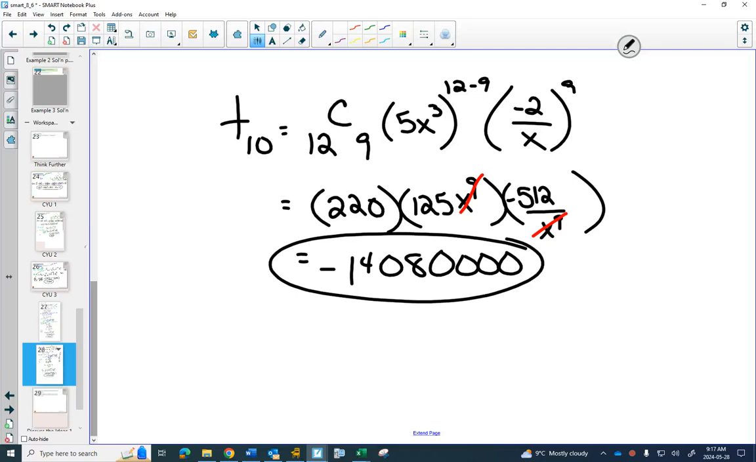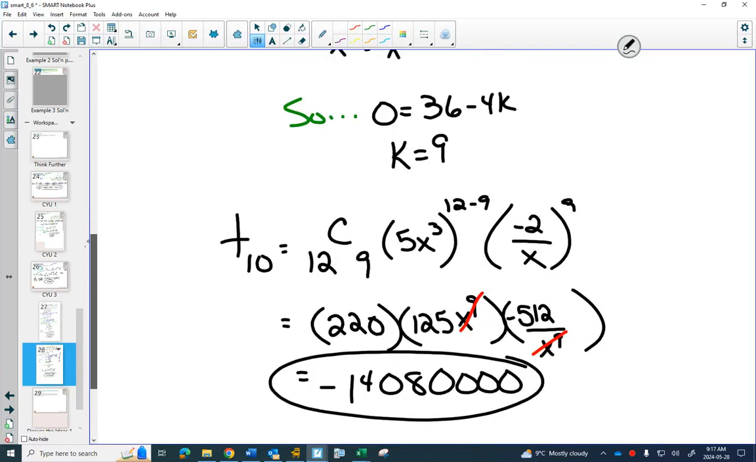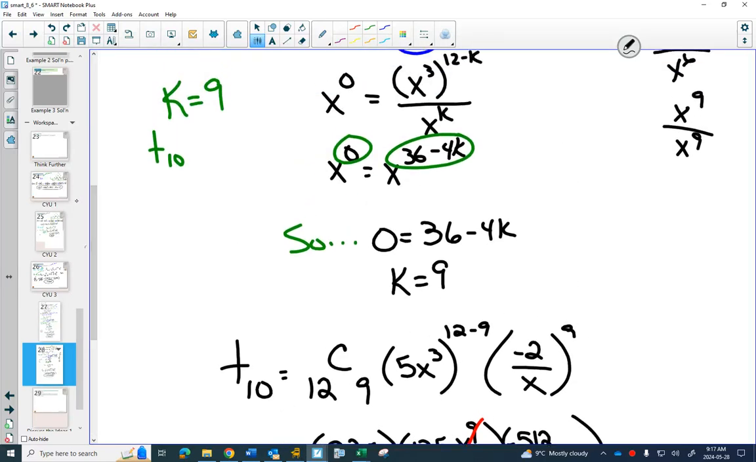Question? I'm confused where you get the 0 equals 36 minus 4k. If you have a power on one side with the same base as a power on the other side, and it's equal, does it make sense that the exponents have to be equal? That's where I got the 0 equals 36 minus 4k. Just like we did in our logs unit.